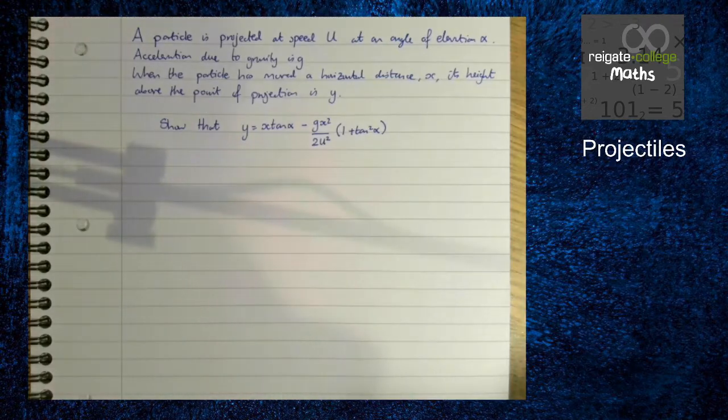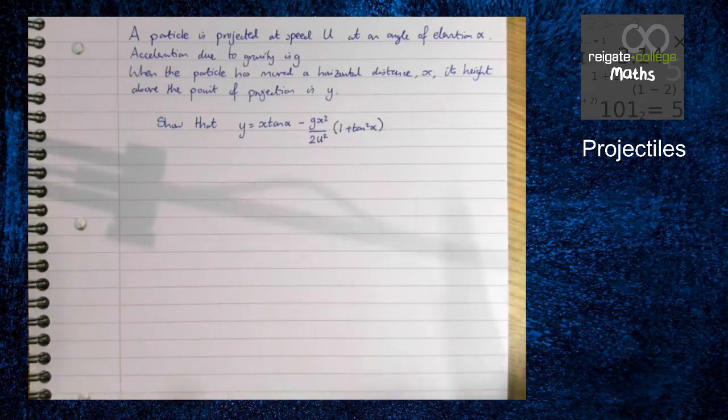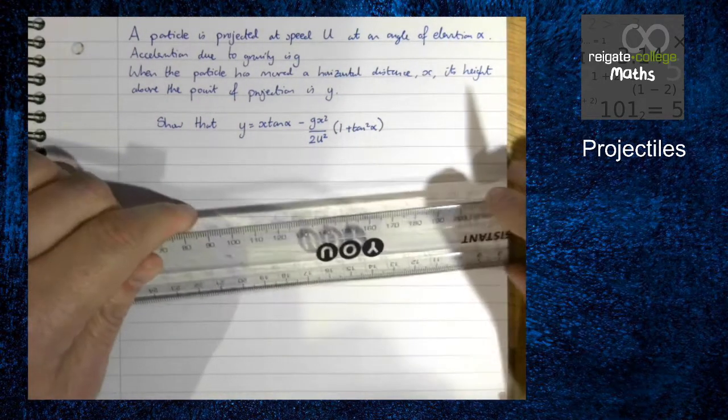So this is the last example we're going to look at in projectiles, and it looks very scary. A particle is projected at speed u at an angle of elevation alpha. Acceleration due to gravity is g, so the same information that we were told in the previous example. When the particle has moved a horizontal distance x, its height above the point of projection is y, and we want to show that y equals that mess, x tan alpha minus g x squared over 2u squared times 1 plus tan squared alpha. So first things first, before we even start worrying about this nonsense, let's draw a diagram.